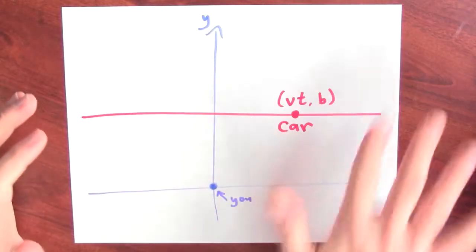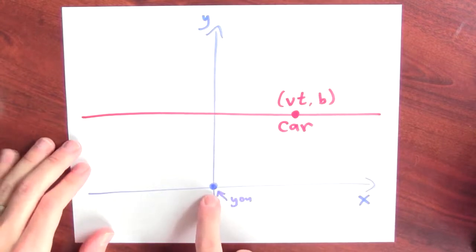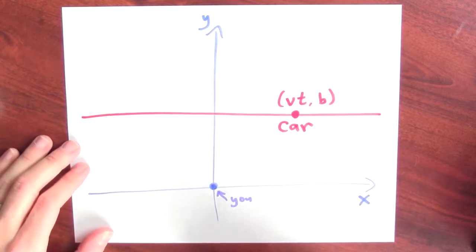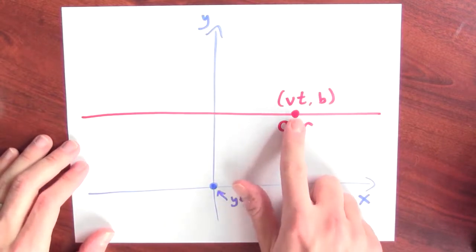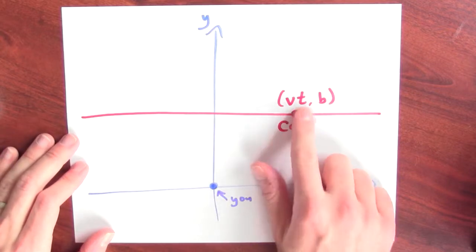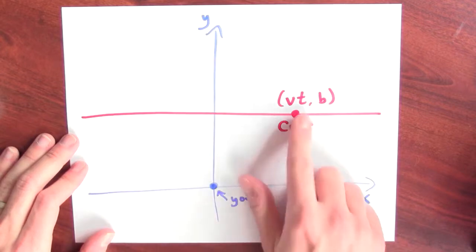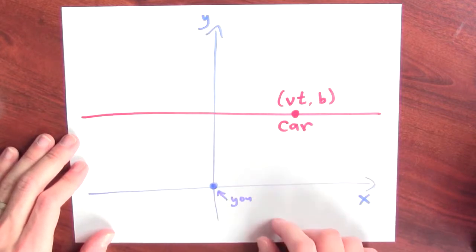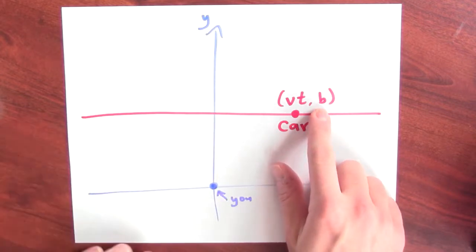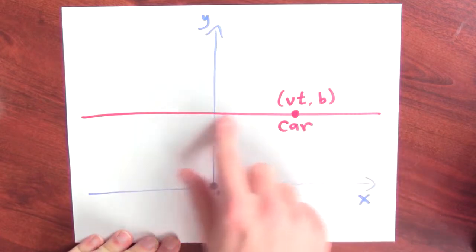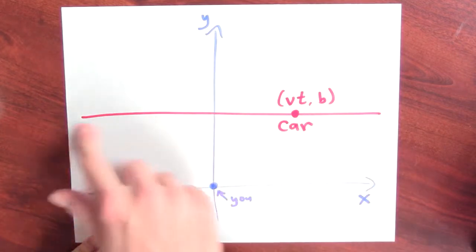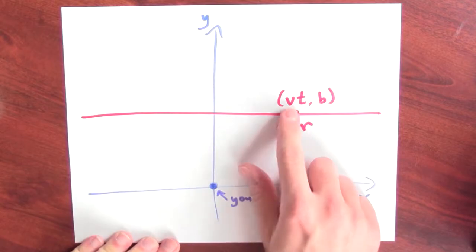A car driving past you. So I've drawn a diagram of the situation. I've placed you at the origin, so your coordinates are 0, 0. And I've placed the car here at this red dot. Its x-coordinate is vt. I'm thinking of v as the velocity of the car and t as the current time. And I've placed its y-coordinate at b. So the car is going to drive along the line y equals b at a constant velocity v.